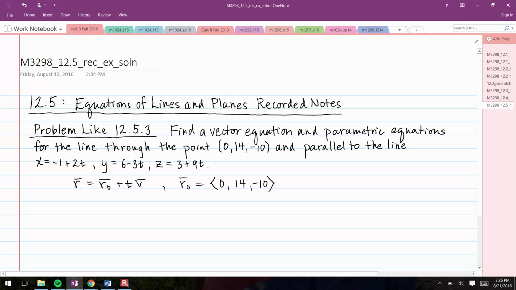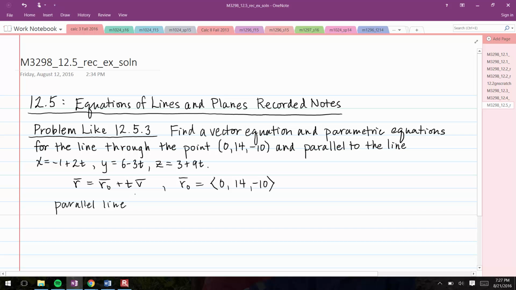And then the other thing we need to write the vector equation of a line is the v. Here we're not actually directly given v, but we can find it from the information that says it's parallel to the line, and then we're given the parametric equations for that line. So to extract that v, let's look at that a little bit more closely because we're just starting out. For the parallel line, we're given this parametric representation.